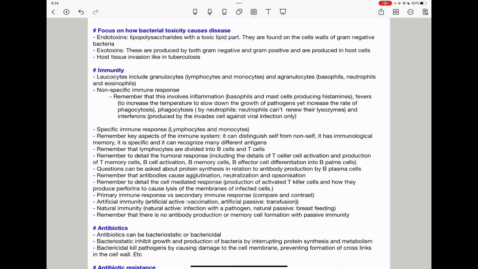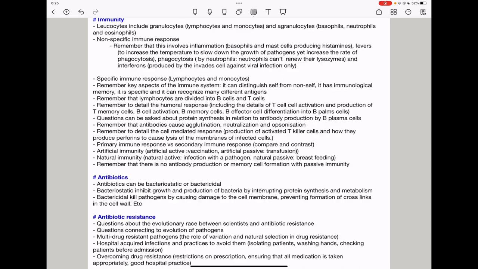And remember the details of the humoral response, including the details of T cell activation, production of T memory cells, B cell activation, B memory cells, B effector cell differentiation into plasma cells, and how these B plasma cells produce antibodies. In connection to antibodies, they could ask about protein synthesis. So revisit, remember antibodies are proteins and the process through which they are produced is protein synthesis. So they could ask a question in relation to that. Remember that antibodies cause agglutination, neutralization, as well as opsonization. This question is very common in past papers.